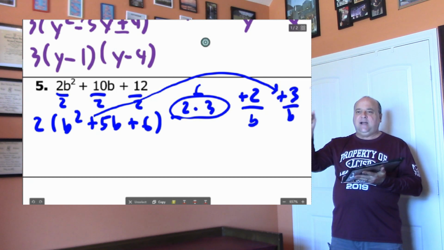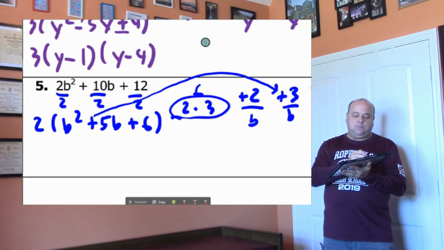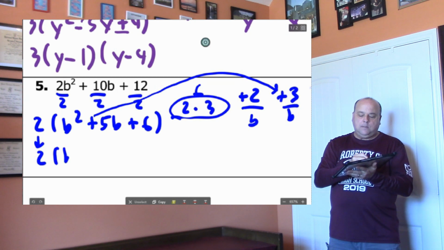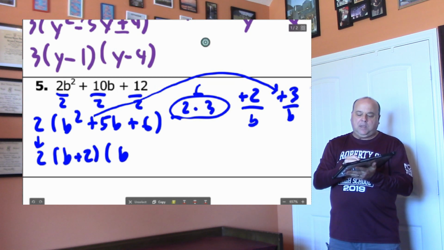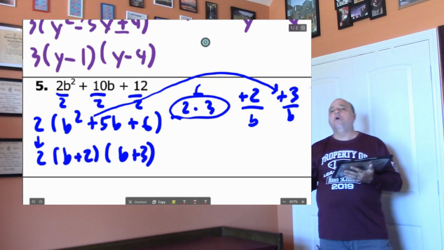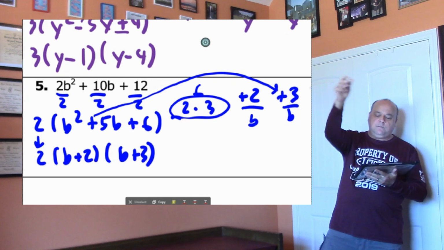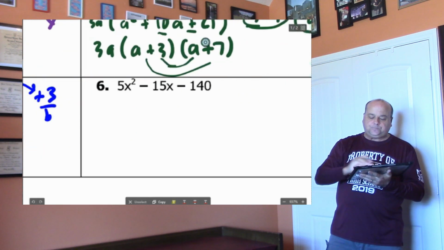Okay? So my factors will be B plus 2 and B plus 3. So drop the 2: B plus 2, and B plus 3. Keep going on. Number 6.